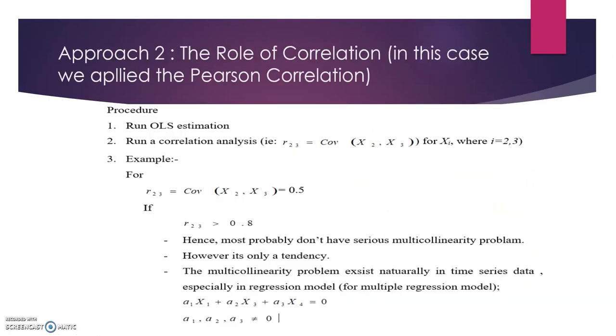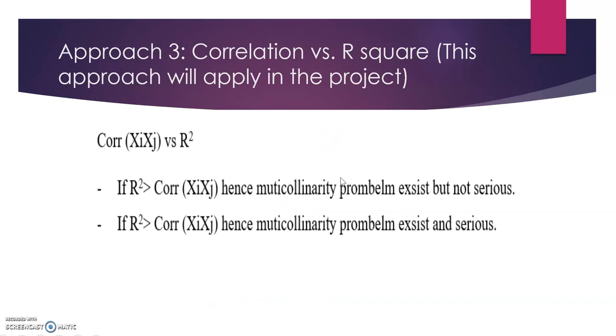Approach 2, the rule of correlation. In this case, we apply the Pearson correlation. I believe in our previous study, we already did the Pearson correlation. So, to do this approach, at the beginning we have to run the Pearson correlation. Approach 3, we compare the correlation with the R square, which is from the SPSS output. This approach will be applied in the class project. According to approach 3, the Pearson correlation result will be compared with R square.